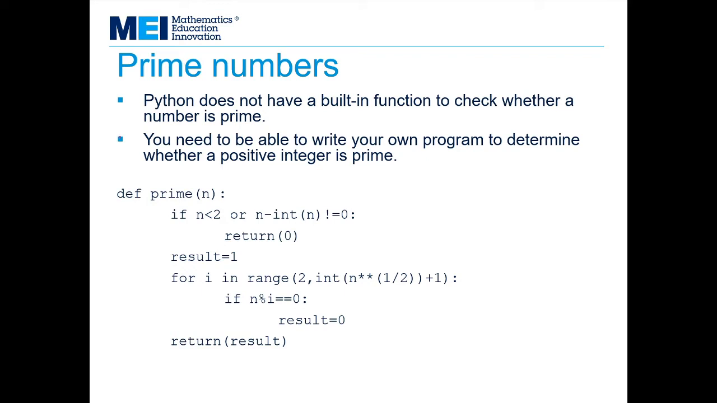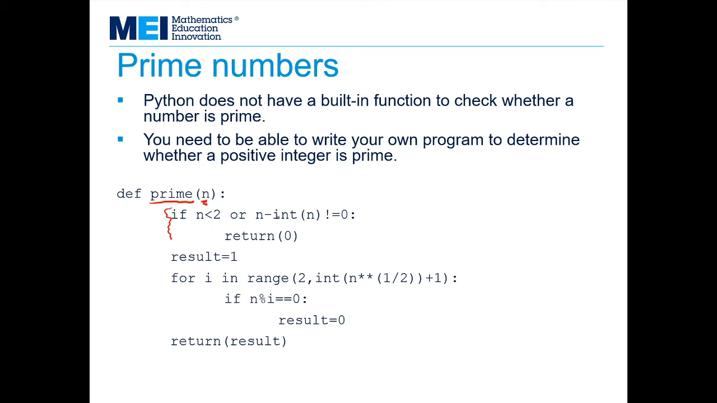Let's look at it a section at a time. We start, as always, by defining our program and giving the function a name. So this function is called prime, and it takes a parameter which has been called n. So we're going to put in a number n and check to see if it's prime. Now this first part of the program is a check to make sure that n is a whole number and that it is greater than 1, so that 2 is my lowest prime number.